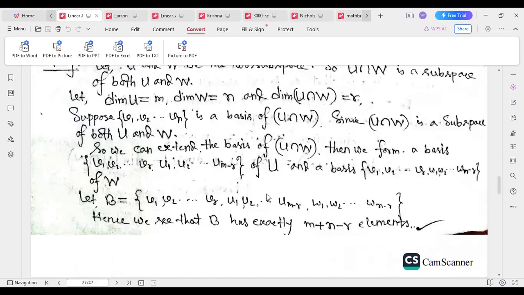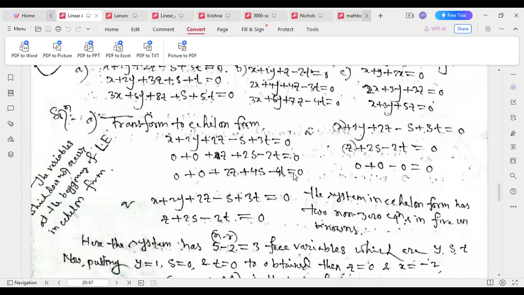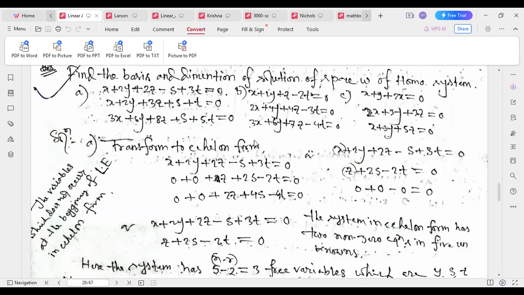Another example: find the basis and dimension of the solution space W of the homogeneous system 1, 2, 3. There are three equations in a row. Now transform equation 1 into echelon form. This is the first equation with 5 unknowns x, y, z, s, t. 5 unknowns, 3 equations, but we can transform it into echelon form.